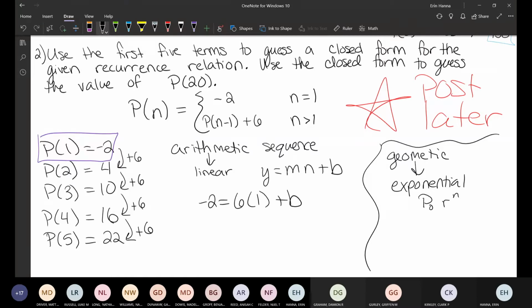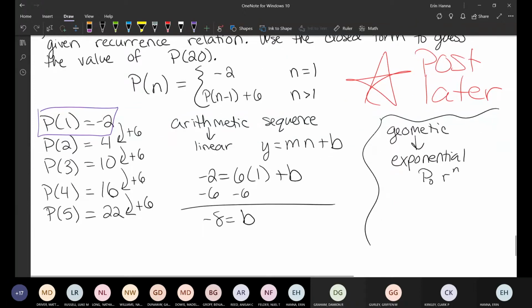6 times 1 is, of course, 6. So you subtract 6 from both sides to solve for b. -8 is b. I guess I should write F of n, since I keep switching notation. The slope is 6, so F of n equals 6n minus 8.